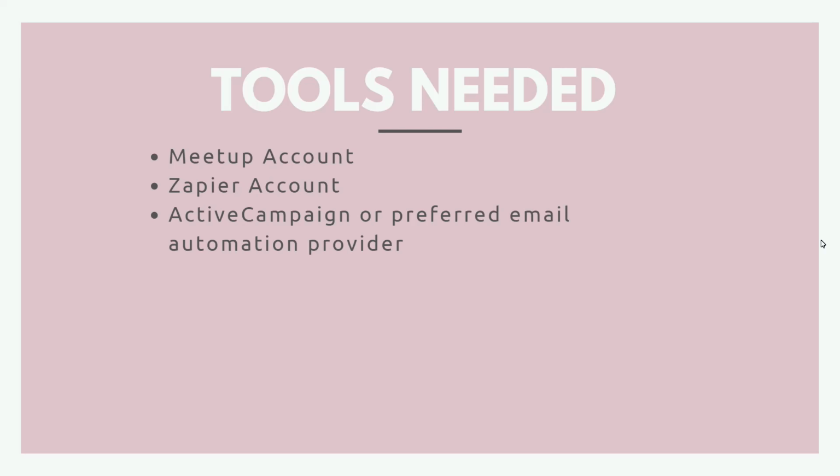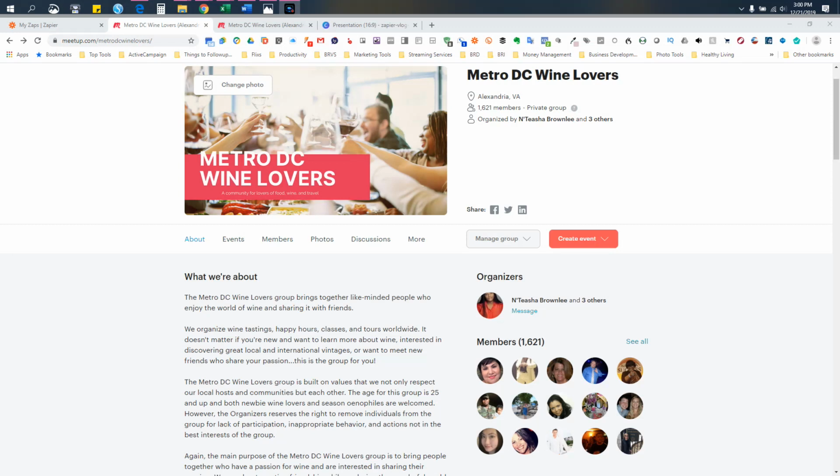So a little bit about Meetup. Meetup is a site that lets you build groups and communities around your niche. My group is a wine lovers group. I focus on the DMV, the Maryland, DC, Virginia area, and we do food and wine events throughout the area as well as internationally and domestically. So, assuming that you already have your Meetup group account created, this is my Meetup group.